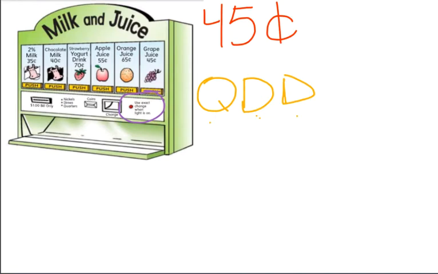I could also show, if I didn't have a quarter in my pocket, that I could start with the next largest coin, a dime. I know a dime is worth 10, and I'm going to count by tens. 10, 20, 30, 40. That's 4 dimes. I'm at 40, and I want to get to 45.